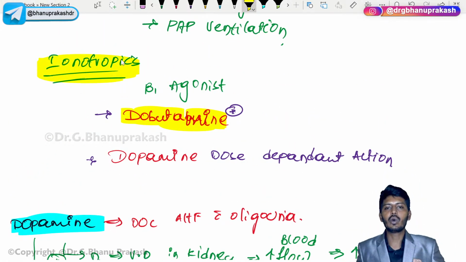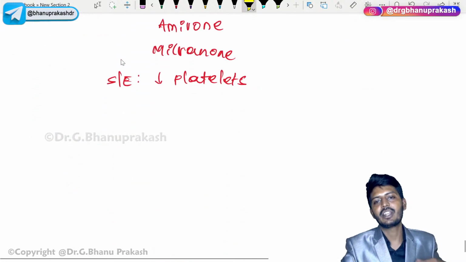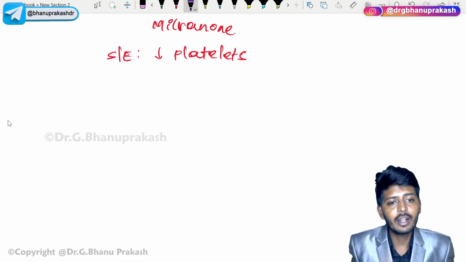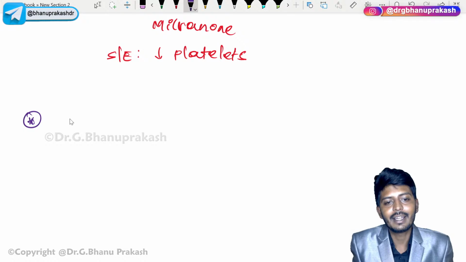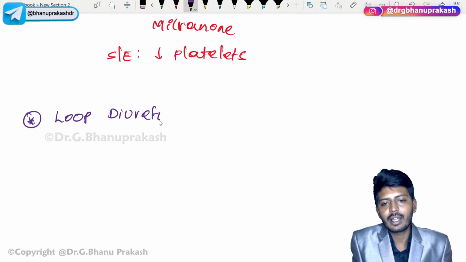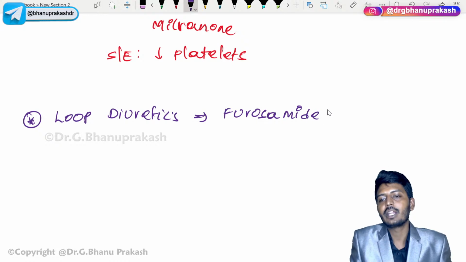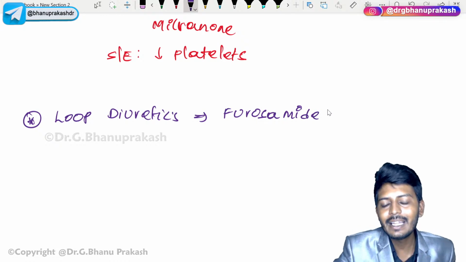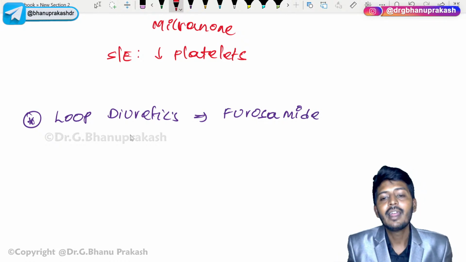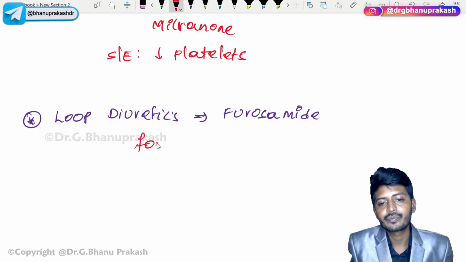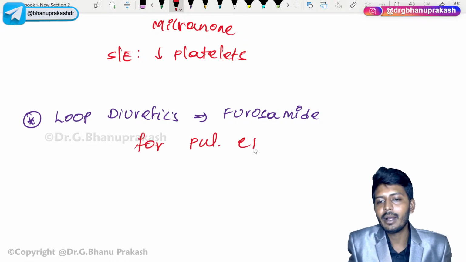Inotropic agents are the drugs used in acute heart failure. But we also have a patient with pulmonary edema, right? For that we are going to use one more group of drugs, your loop diuretics. Loop diuretics, specifically furosemide. What is furosemide going to do? Furosemide is used for one particular reason, that is pulmonary edema.